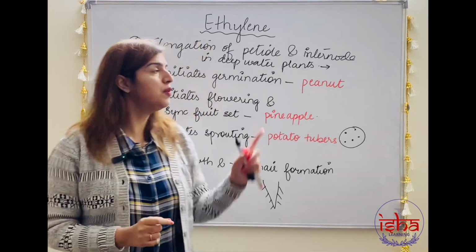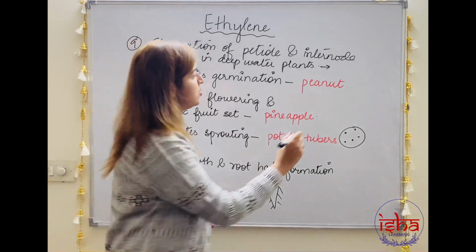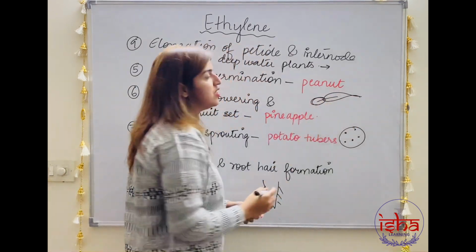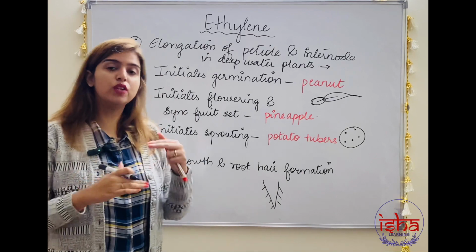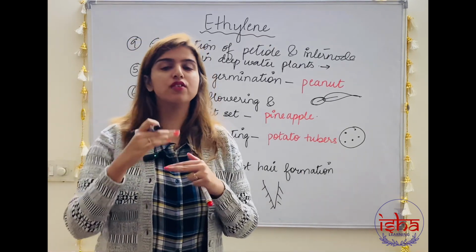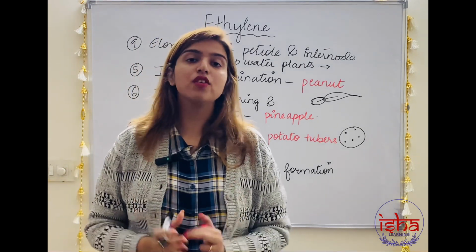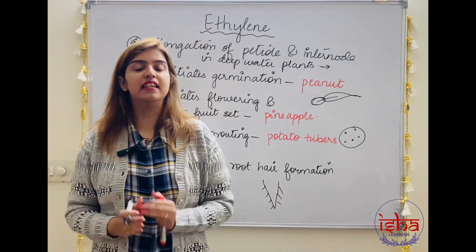This is done if the petiole of the leaf, petiole is the part of the leaf, this portion you see is the petiole. So if this elongates or the internode in the rice plants elongate, they will quickly come out of water. This function is also performed by ethylene.